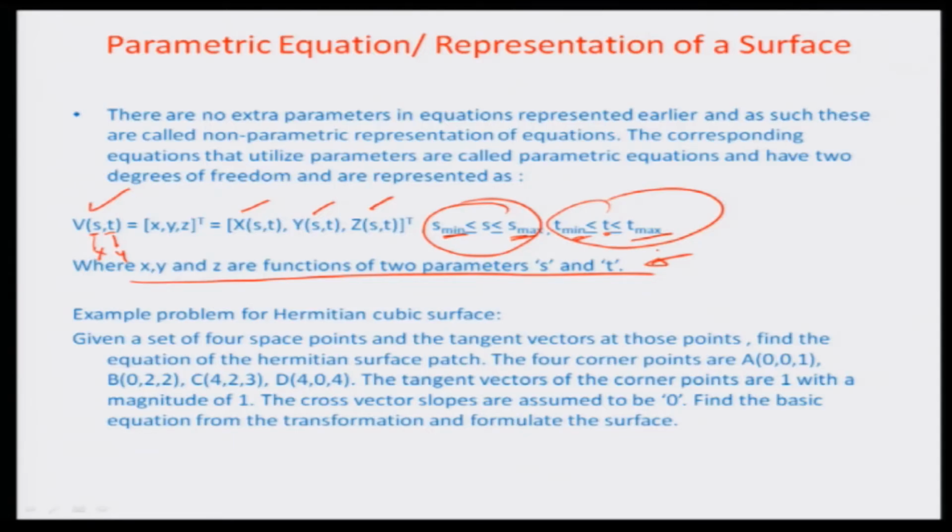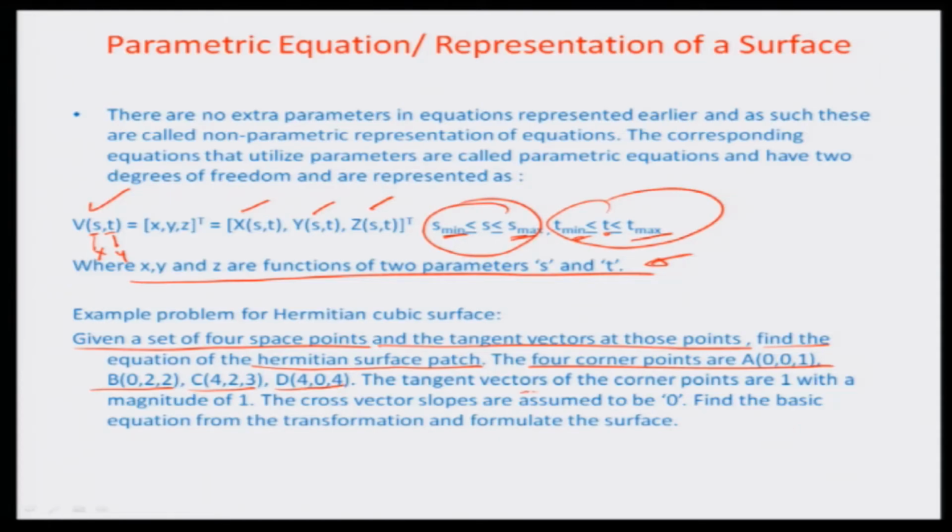Let us look at a problem to have a more appropriate definition. We have been given a set of 4 space points, and the tangent vectors at those points are also given. Find the equation of the Hermitian surface patch. We want to construct a cubic polynomial based fit, but now it is a surface fit rather than a curve fit. The 4 corner points are given as A (0, 0, 1), B (0, 2, 2), C (4, 2, 3) and D (4, 0, 4).